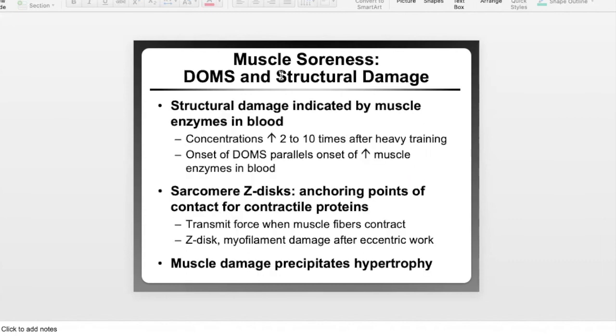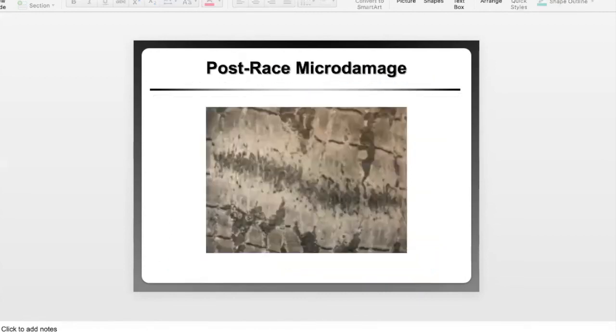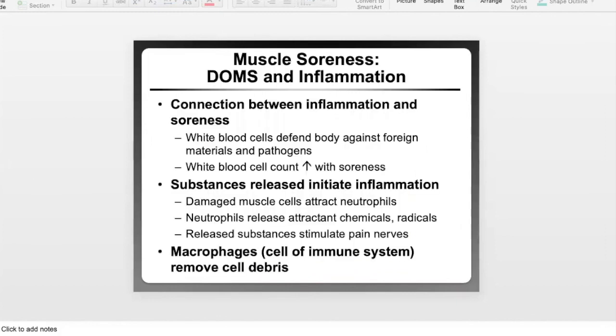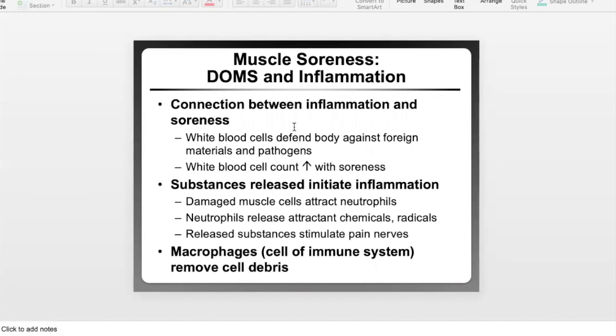Now, I definitely want to cause some micro damage, but structural damage in some instances is just too much. All right, but again, some muscle damage is good because it's going to start hypertrophy. All right. Now, this is in the sarcomere Z disc, the anchoring points of the actin and myosin. This slide here is saying when I exercise, what happens is this. And if I don't rest, there's going to be a good amount of structural damage. All right. And there's going to now be some type of inflammation and soreness.